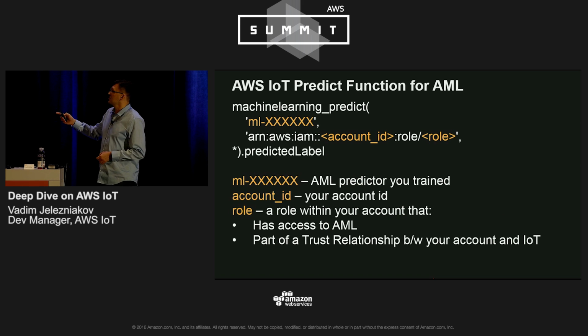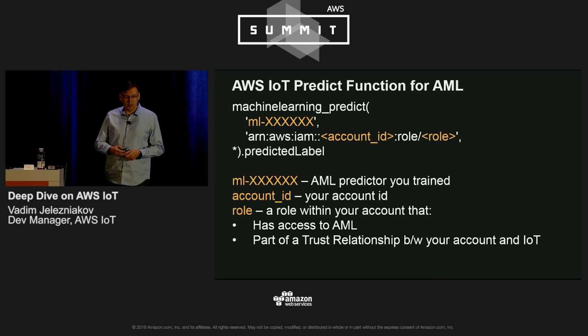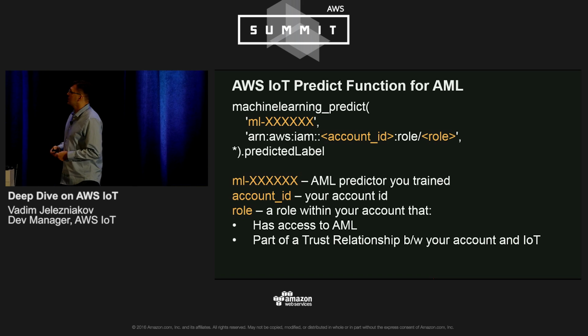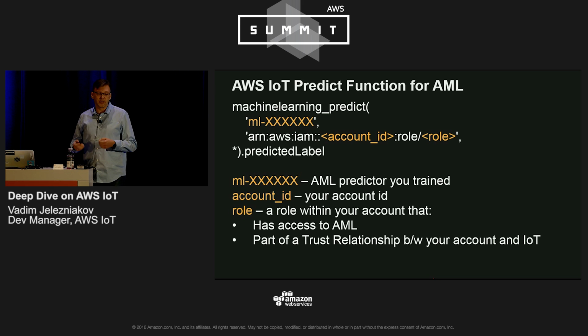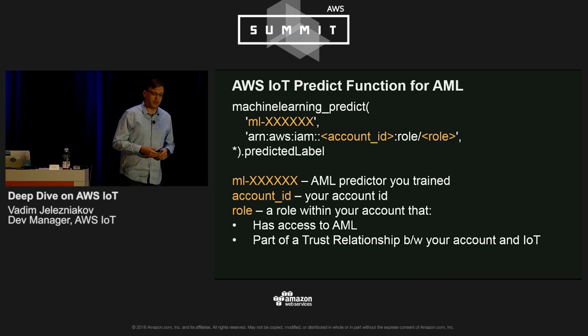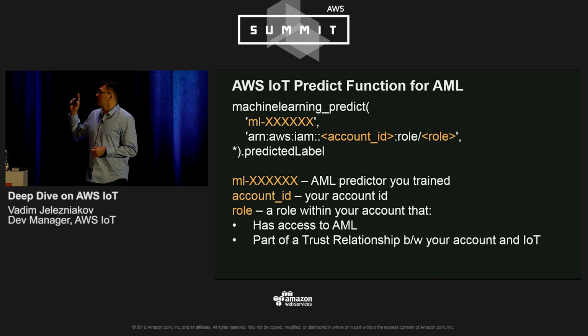This is the syntax of this function. It's very straightforward. You basically have machine_learning_predict, and you give it the name of your predictor, as it's called in Amazon Machine Learning, and you give it a role. And the role is, once again, going to be used by the IoT platform to connect to Amazon Machine Learning. So it's very important for you to make sure your permissions are set correctly.